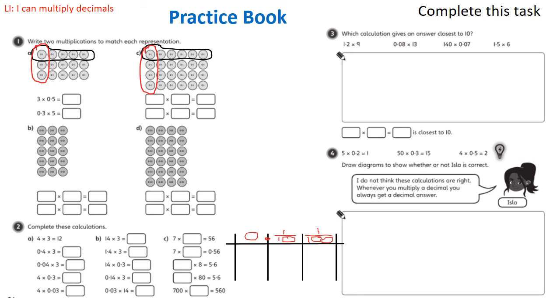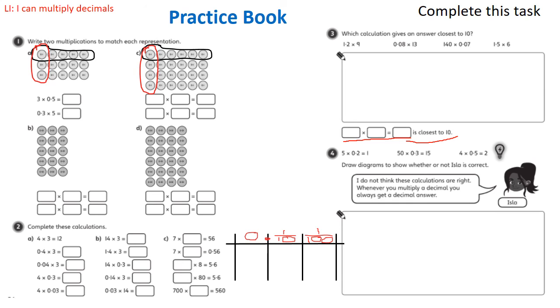Once you've done that, you might need to do some taking away, because I'm guessing that the writers of this question will try and be a little sneaky. So it won't be obvious which answer is closest to 10. So you might need to do 10, take away your answer, or if your answer is bigger than 10, you might have to do your answer, take away 10 to find out which is the closest. You then write the one that you've chosen in the boxes underneath, or if you're writing it out on paper, just write that sentence out so that I know that you've answered it correctly.